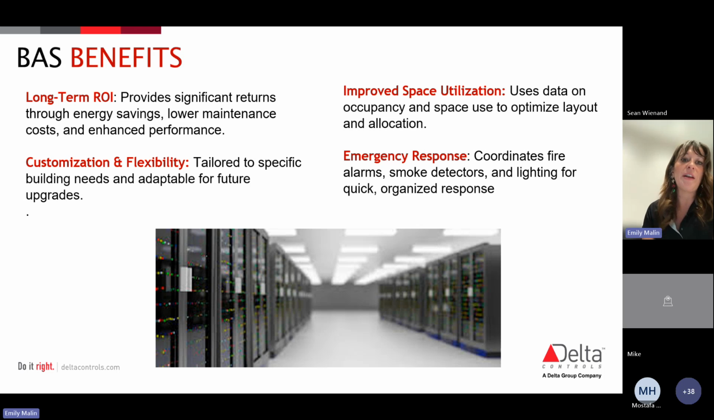And finally, another benefit that we see is just going to be around the emergency response. A lot of times your building automation system can actually coordinate things such as fire alarms, smoke detectors, even lighting for that quick and organized response. So just another thing to think about when you go through some of your benefits with a building owner, this is something that you can employ a different strategy there.